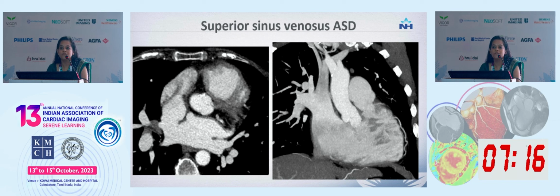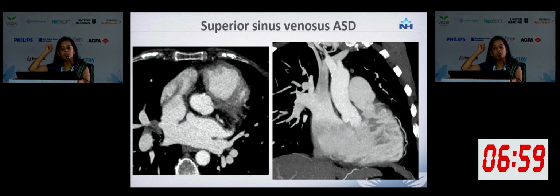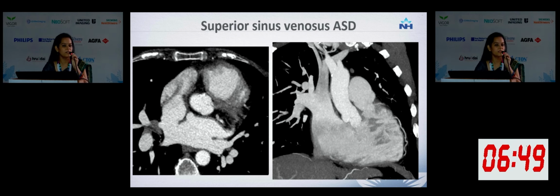But in the last few years, in India at least, I think Dr. Shiv Kumar from MMM has been doing stenting of superior sinus venosus ASD to close these ASDs. We've been using covered stents, where patients don't need to undergo surgery. At our place in the past 1 year, we've done around 15 cases with excellent results.